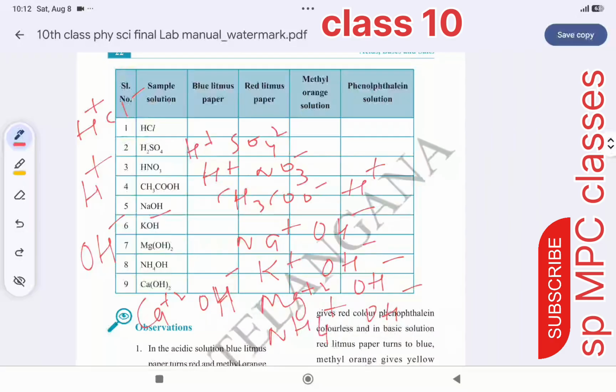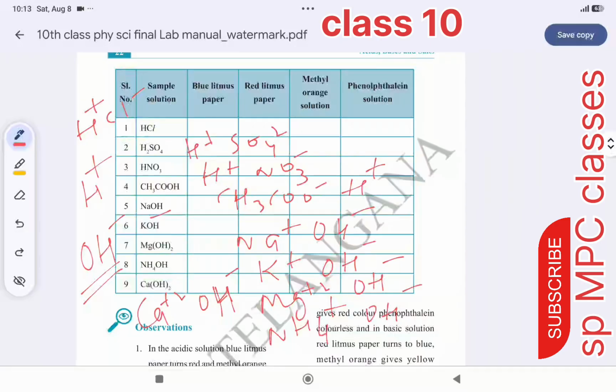Hydroxide ion, OH: O oxygen, H hydrogen, hydroxy. So compounds containing OH minus ions are hydroxides, and compounds containing H plus ions are hydrogen ions. So compounds containing hydrogen ion, H plus, are known as acids, and compounds containing OH minus ions are known as bases. This information is enough for this table.